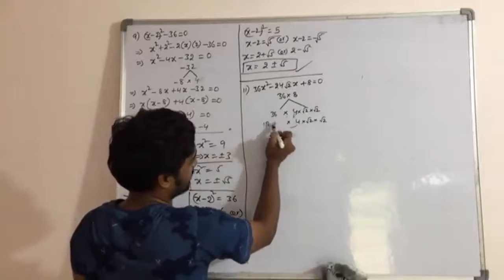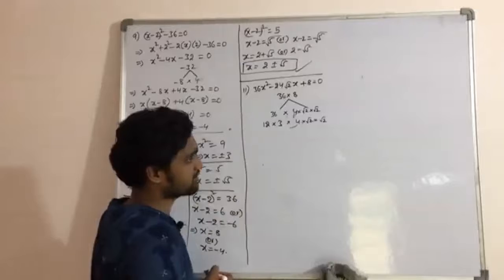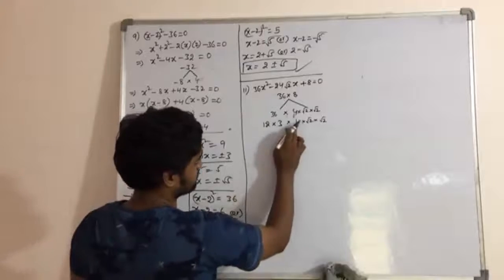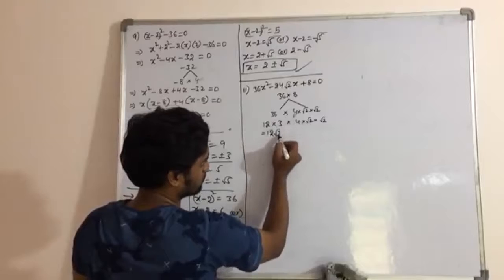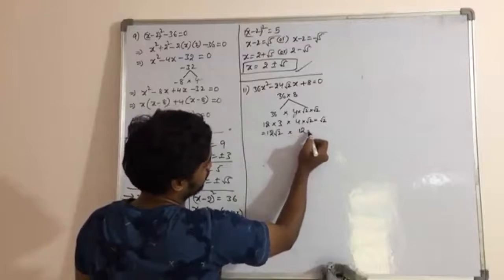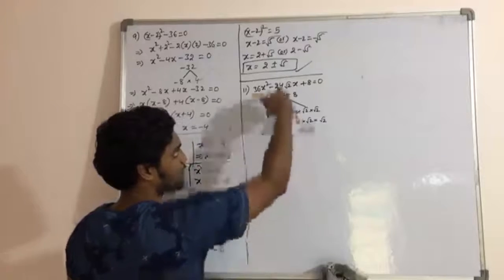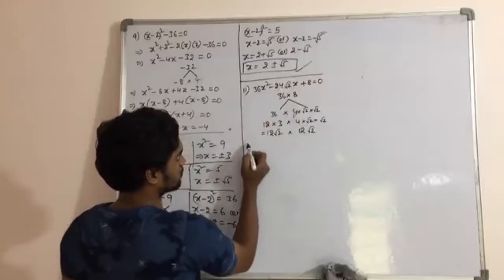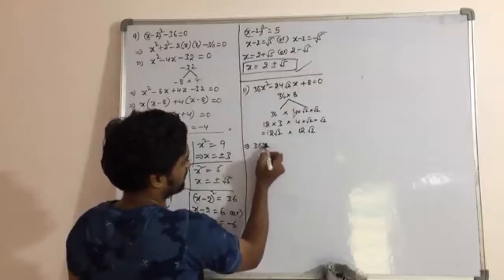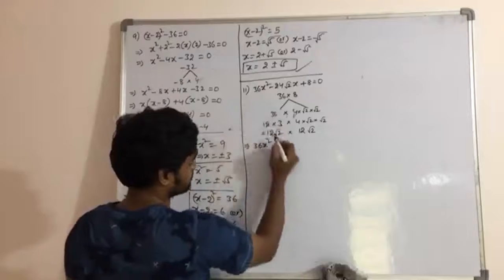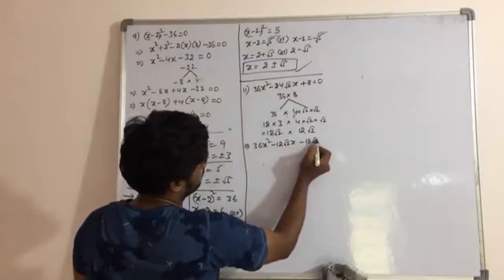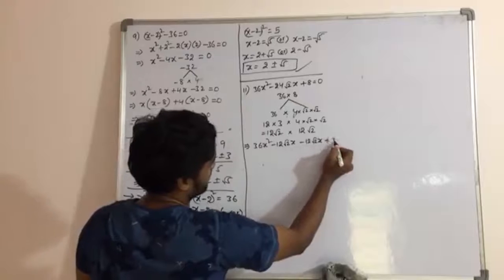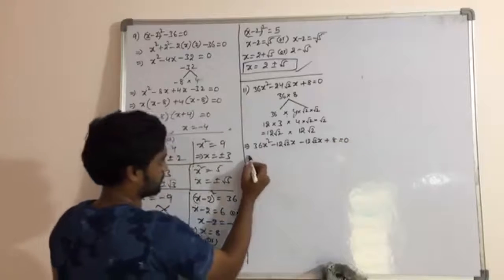Write 36 as 12 into 3. Now see, 12 into root 2 into 4 into 3, 12 into root 2. So what is 12 root 2 plus 12 root 2? It is 24 root 2. So that is the factorization. 36x square minus 12 root 2x minus 12 root 2x plus 8 is equal to 0.